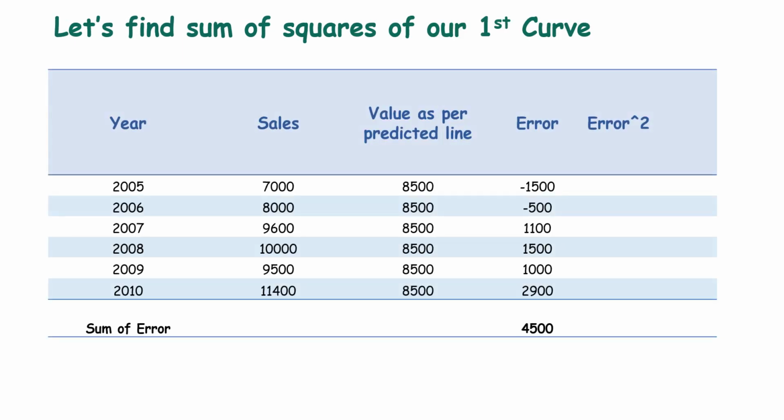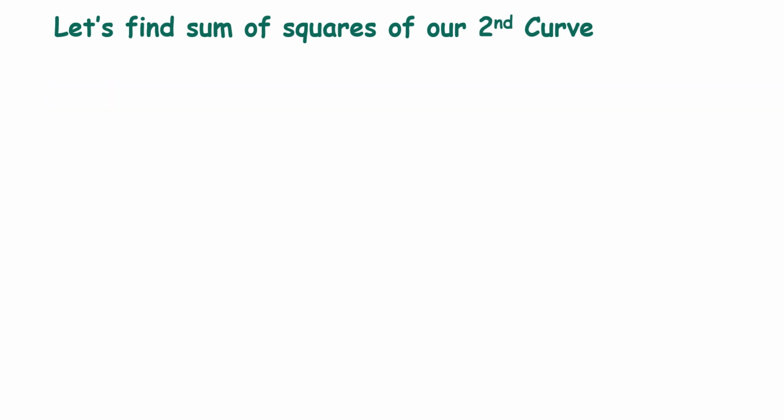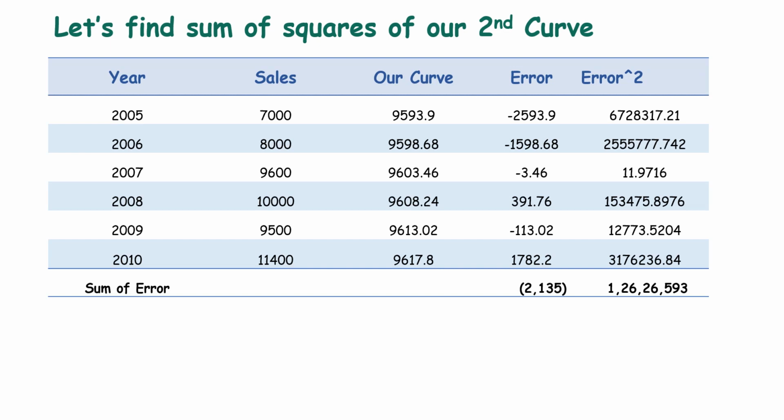So let's do it for the first curve, y is equal to 8500, and see how it works. Each value is multiplied by itself for the square, and then you have the values. Now just do it for each one, and then at last you sum them up. Now let's try doing it for the second curve as well. It's pretty simple. So the values will stack up something like this.